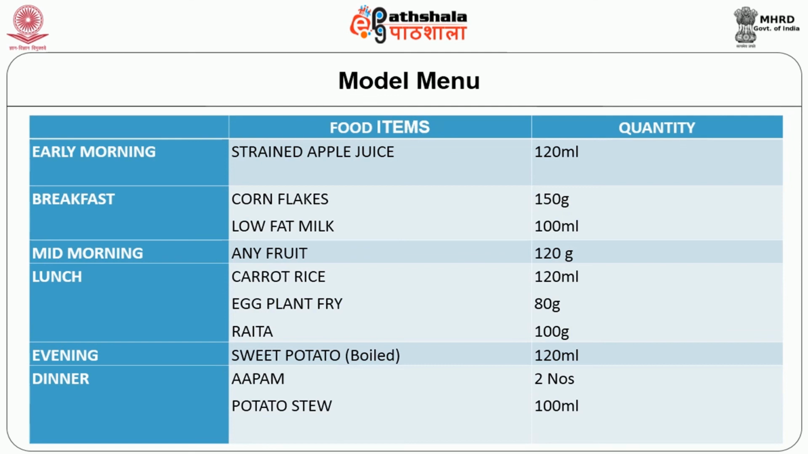For lunch, 120 ml of carrot rice. A simple carrot can be cooked and mixed with rice, and eggplant fry, that is brinjal fry, of 80 grams, and maximum 100 grams of raita. For evening they can have 120 ml of boiled sweet potato. For dinner, 2 appams can be consumed with 100 ml of potato stew. This is the model menu and it is flexible. Anybody can change this menu according to the foods to be included and excluded.